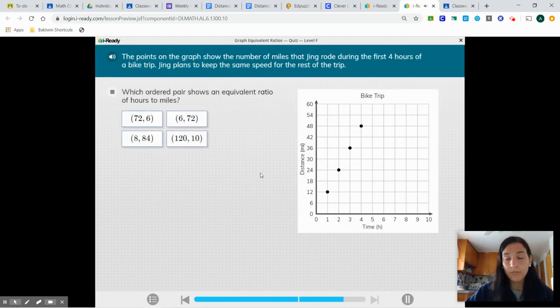Which ordered pair shows an equivalent ratio of hours to miles? Now, when we divide y divided by x, we want to get an answer of 12. And we know that 72 divided by 6 will give us 12. So our correct ordered pair is 6, 72.